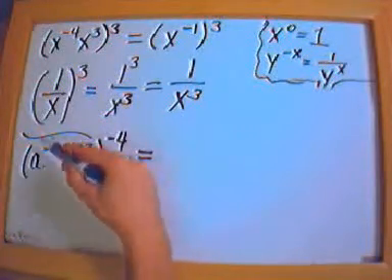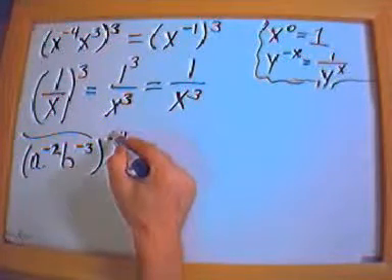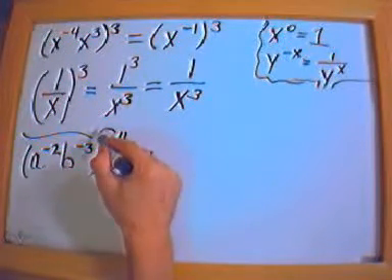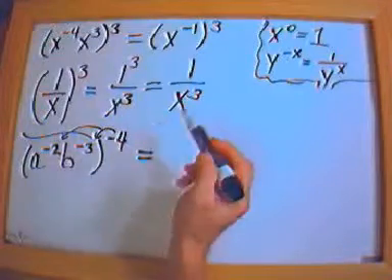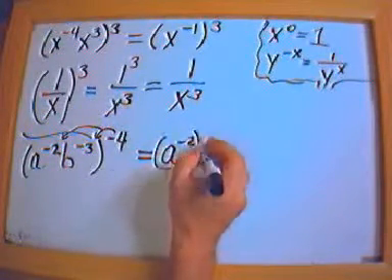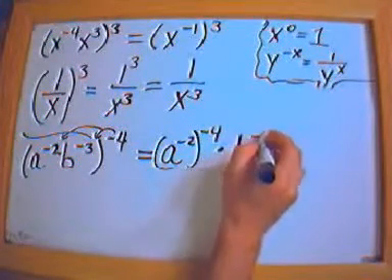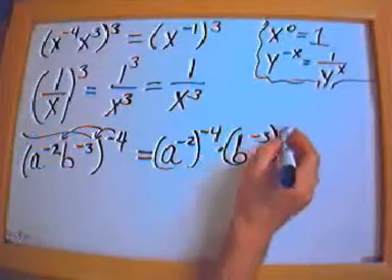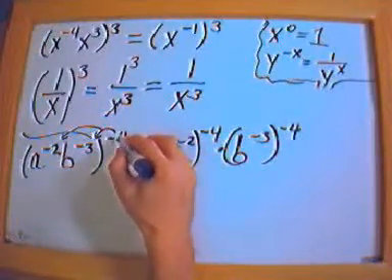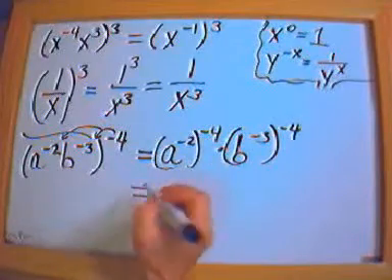When I have some terms in here and they're all raised to the power, I can sort of distribute the exponent in to each thing. So this is going to be a to the minus 2 raised to the minus 4 power times b to the minus 3 raised to the minus 4th power. All I did was raise each thing individually, which is the case from the previous video.